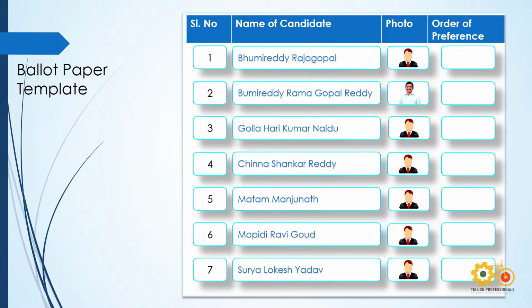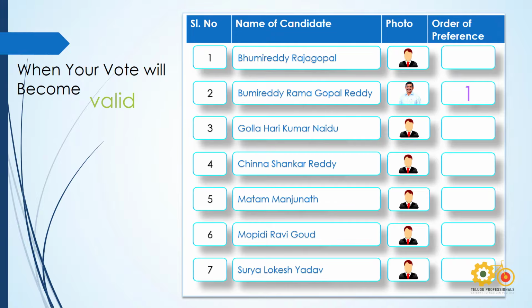You need to understand which are all the other scenarios where your vote can be valid. If I want to give only first preference to one candidate, for instance, if I want to give first preference to Bhumireddy Ramagopal Reddy, write the digit 1 in the section of order of preference as shown.